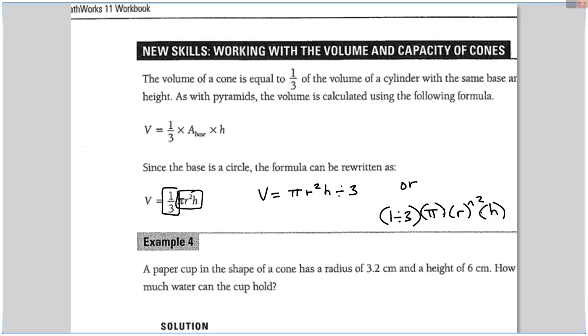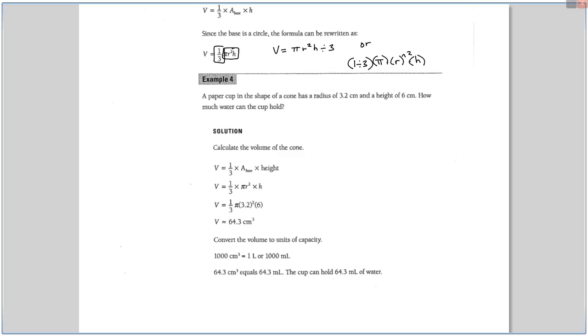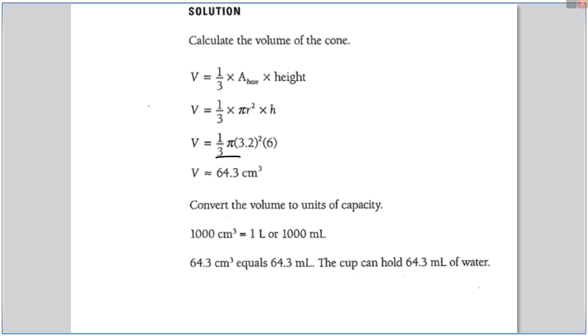Alright. Okay, so what do we have here? Paper cup in the shape of a cone. How much water could the cup hold? So notice that after they do this calculation, they convert this to milliliters, and that's how much cup it would hold. I would go straight from centimeter cube into milliliter.